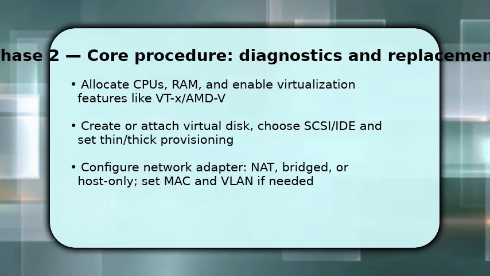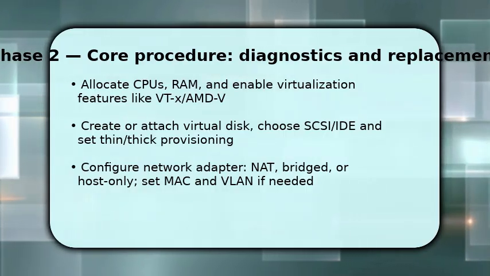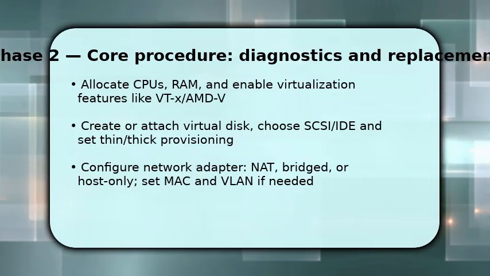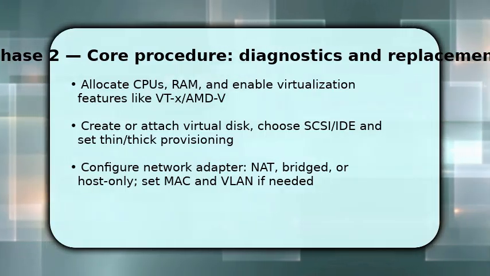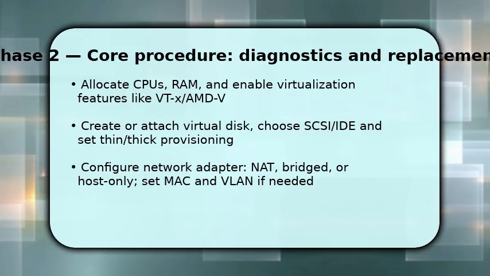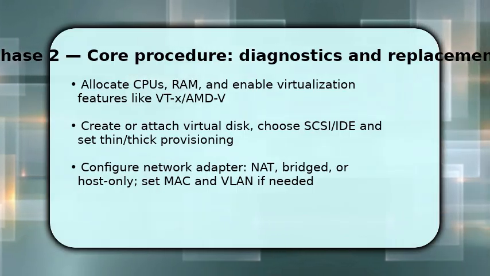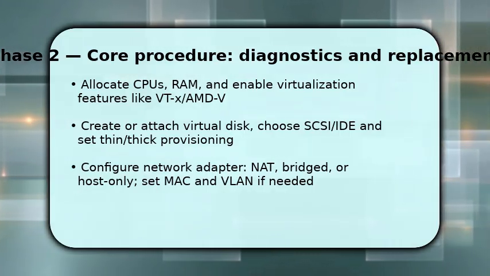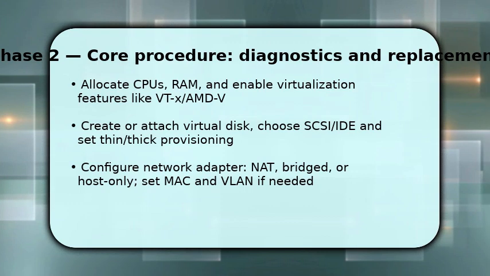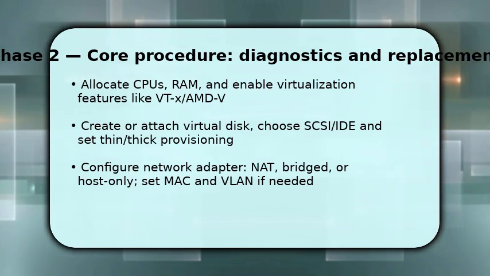Enable hardware virtualization and adjust firmware, BIOS/UEFI, if the OS needs it. Connect optical drive to the ISO and set boot order so the VM boots installer first. Make sure network mode matches your use case. Later, you can add extra NICs for separation or testing.